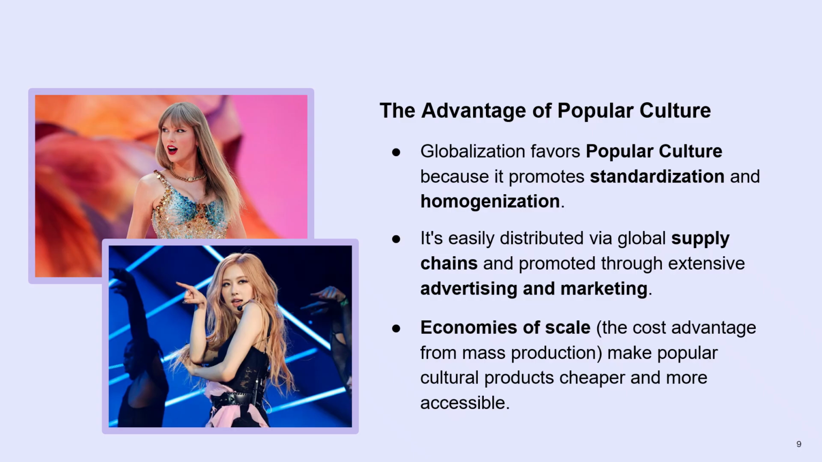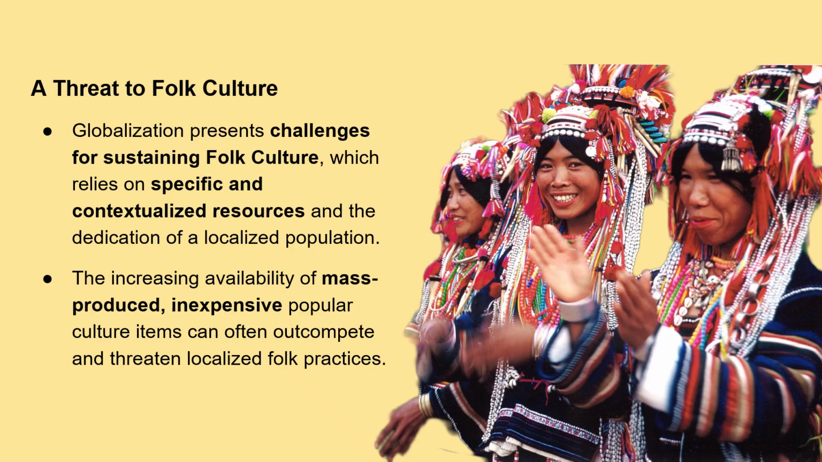And then also with pop culture, we have economies of scale. So there's an advantage in producing things at a mass level, printing off billions of Taylor Swift t-shirts, for example, or spreading digital files of certain pop songs across the globe so that they can be played on radio stations and be posted on YouTube channels and things like that. So there's a lot of advantages that go in the favor of pop culture and allow it to spread very quickly.